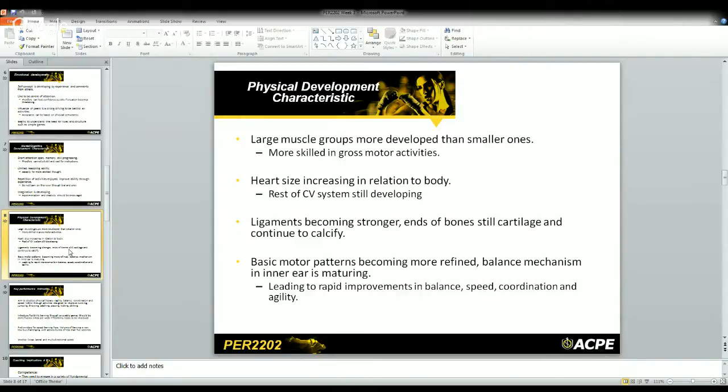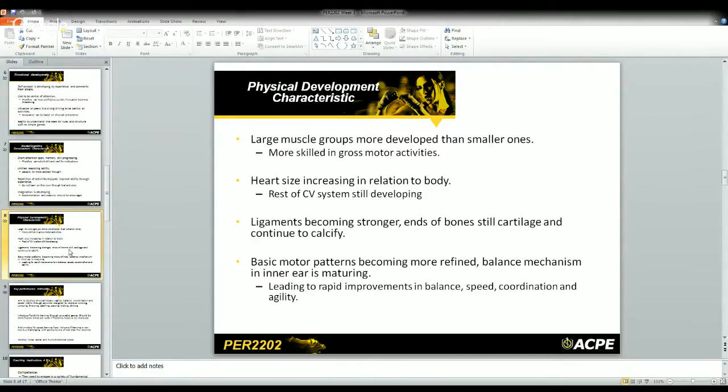The heart size is increasing in relation to their body, and the rest of their cardiovascular system is still developing. Because it's still developing, they don't have a strong aerobic capacity, so we can't send them out for a 10K run. Plus, they'll probably get lost. The ligaments are becoming strong, but the bones are still cartilage, so they're still forming. They haven't really calcified yet. And basic motor patterns are becoming more refined. They're developing their balance and that inner ear.